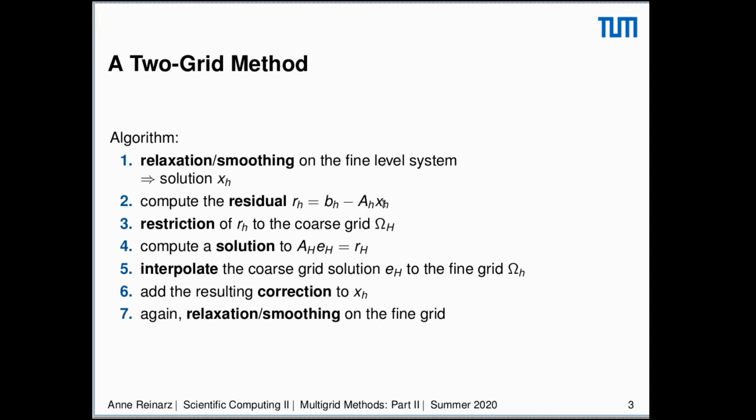So we restrict the residual to our coarse grid. So here the coarse grid is given with a large H and the fine grid is given with a small h. Then we compute a solution to the coarse problem. So this is A_H times the error is equal to the residual. And then once we have that solution, we interpolate the coarse grid solution back to the fine grid and add the resulting correction to x_h. And then again, we do some relaxation or smoothing on the fine grid. And as we can see now, there's nothing stopping us from doing that same thing recursively. So that's how we get a multigrid method as opposed to a two-grid method.